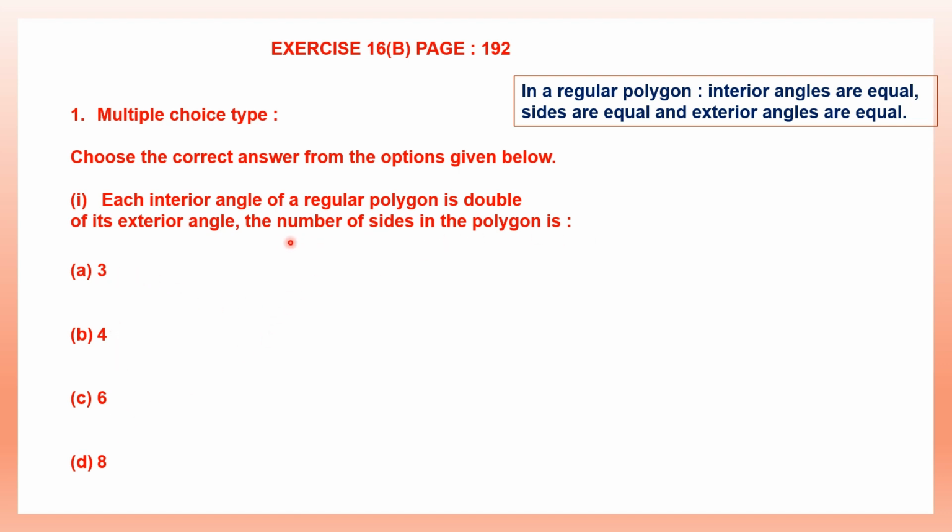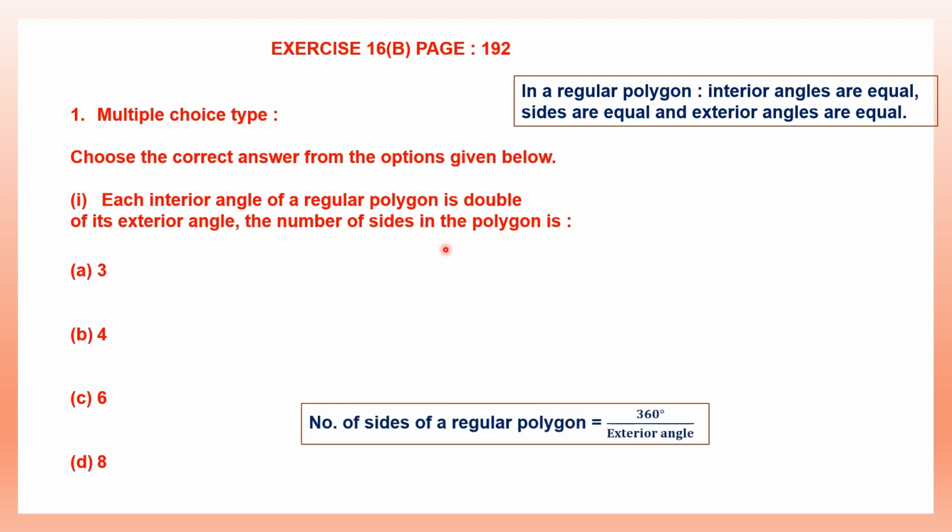So what are we asked to find? The number of sides of a regular polygon whose interior angle is double its exterior angle. Now to find the number of sides in a polygon, there is a formula, and that formula is this. To find the number of sides, we say 360 degrees divided by the exterior angle. Now in this case, we don't know what the exterior angle is. That means if we have to find the number of sides, first we have to find the exterior angle.